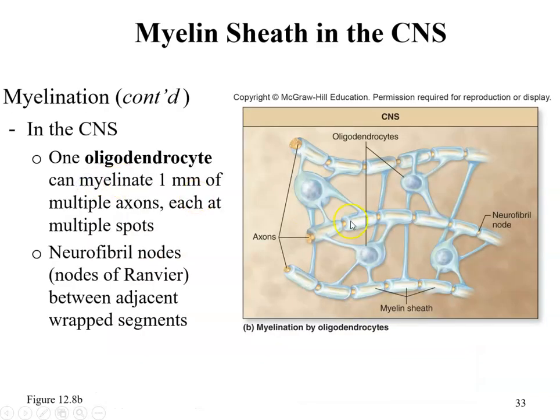Now, how it works in the central nervous system, one oligodendrocyte can myelinate a millimeter of multiple axons, each at multiple spots. So you can see it's extending processes out to different axons and wrapping at different points along the axon. Again, you're going to have neurofibril nodes or nodes of Ranvier between adjacent wrapped segments. So here is a neurofibril node, here's a neurofibril node, here's a node, etc.